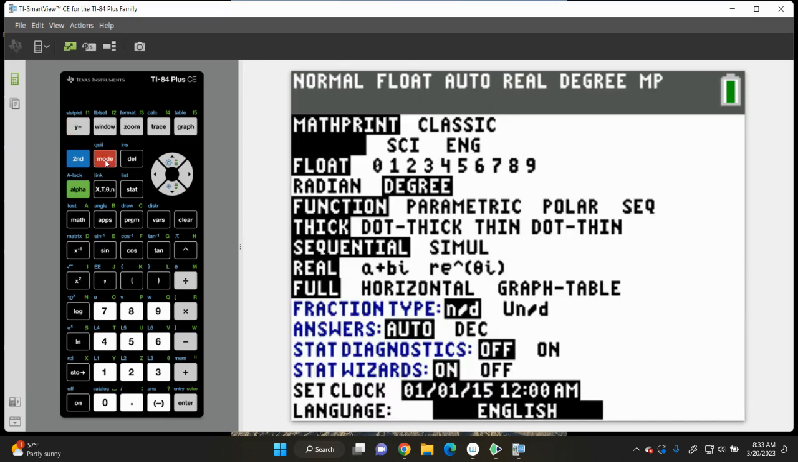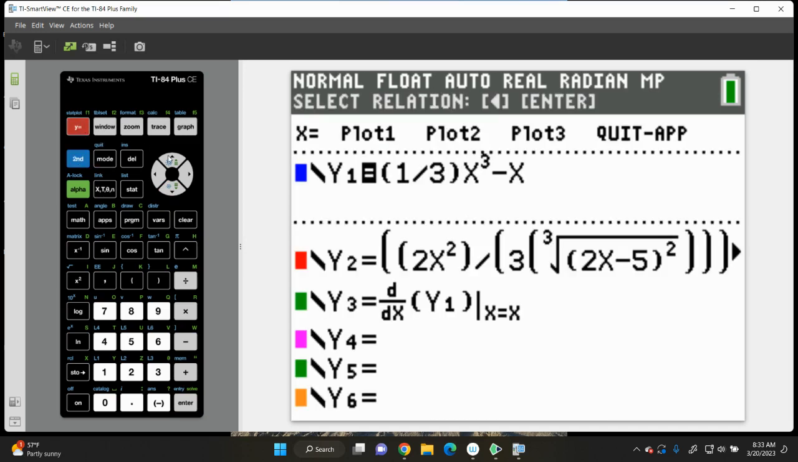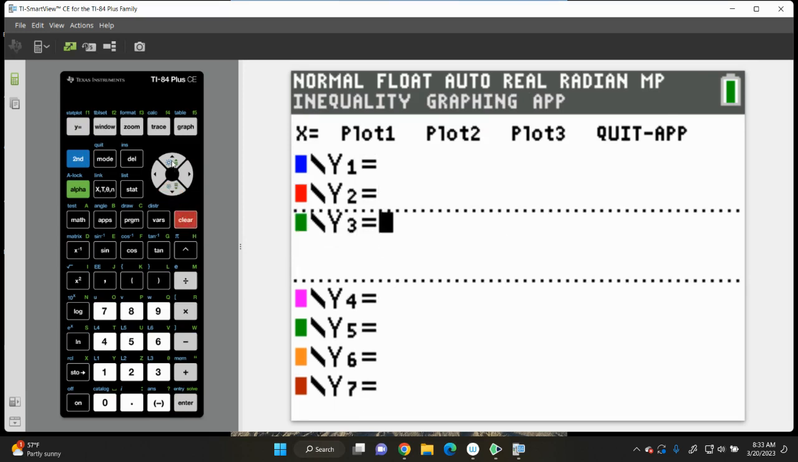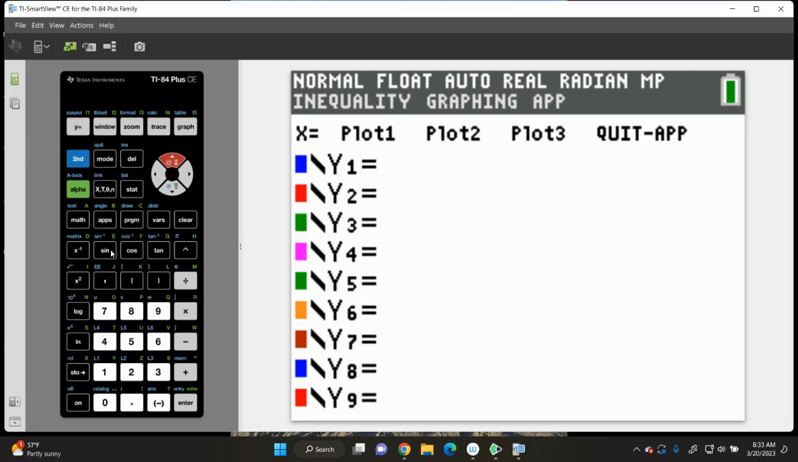Okay, so first we're going to make sure that we are in radian mode because right now we're working in radians. Okay, so change your mode to radian. Okay, and we're going to just type in sine x, sine parentheses x.